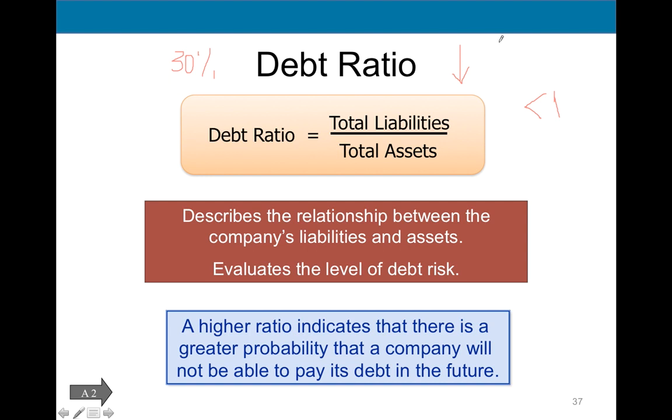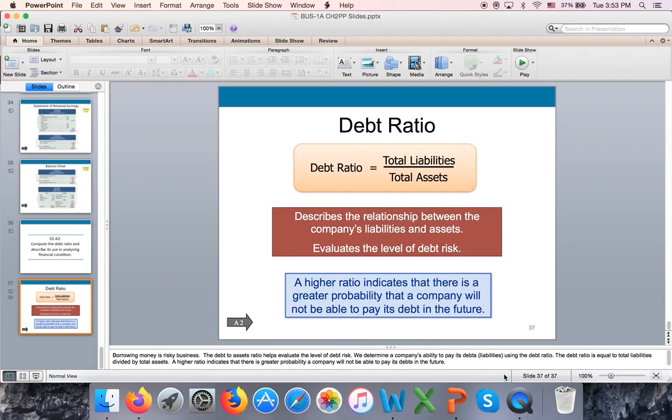If my debt ratio, however, is 80%, that's not good. That means that for every dollar of assets, 80 cents is financed with debt, and only 20 cents is financed with equity, right? So I want this ratio to be lower. A higher ratio indicates that there is a greater probability that the company will not be able to pay its debt in the future. So it shows the amount of risk for investors, but also for lenders. So this concludes part 2 of chapter 2, which concludes chapter 2. Thank you for your attention.